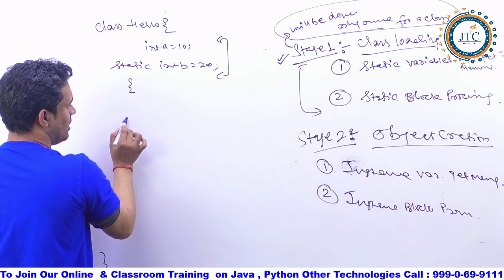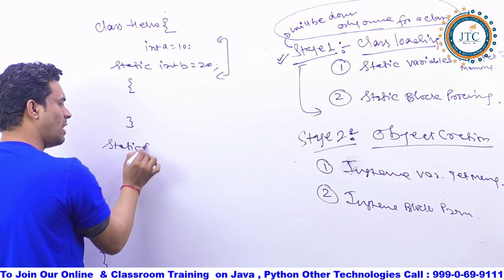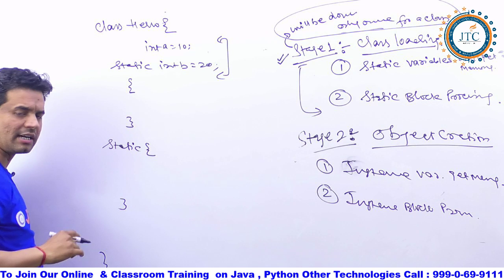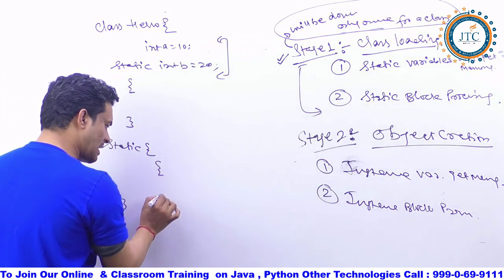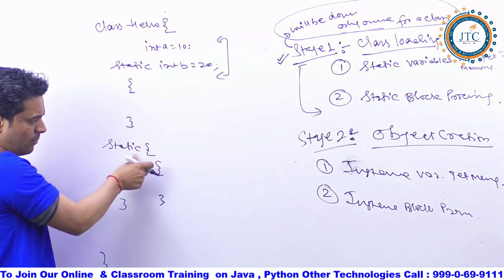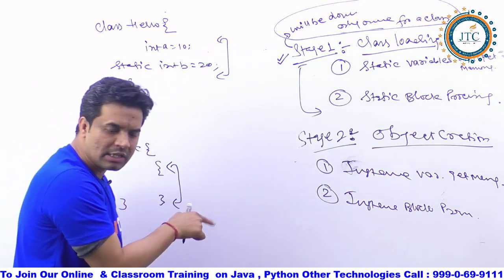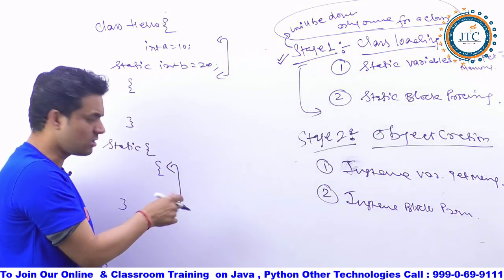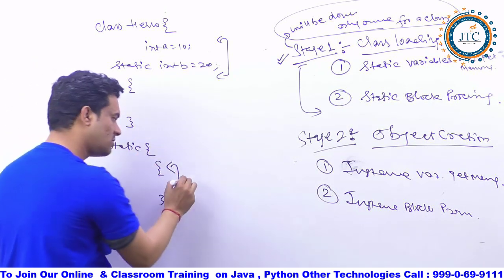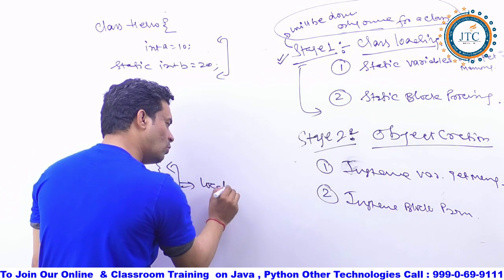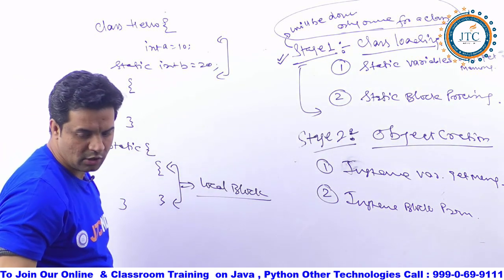Again, here I am writing one instance block, and here also I am writing one more block, a static block. Now, if I write any block inside this static block, this block will not be equivalent to an instance or static block. Remember this point. This is just called a local block.